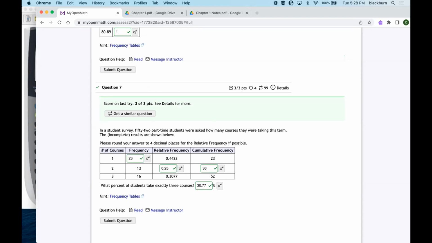How did you get the middle relative frequency again? I took the 13 right there. I took 13 and divided by the total number surveyed. So I did 13 divided by 52. Thank you.